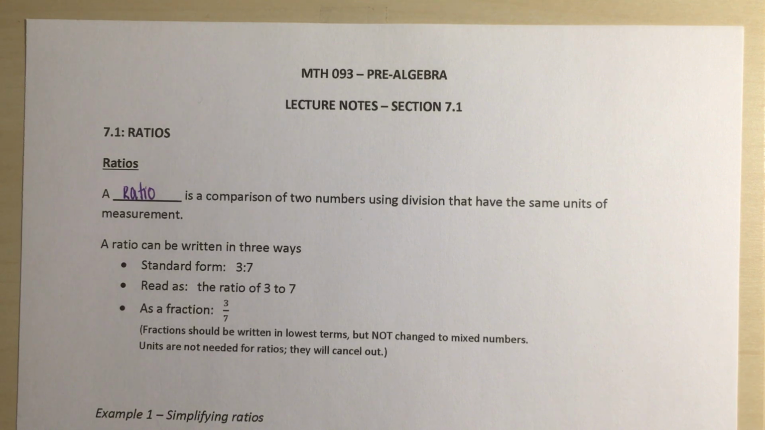Depending on the different problem that we have, we may or may not need units. Units are not needed for ratios if they have the same units of measurement. If for whatever reason we have something which we're going to classify as a rate that has two different units of measurement, then we are going to want to keep our units of measurement.